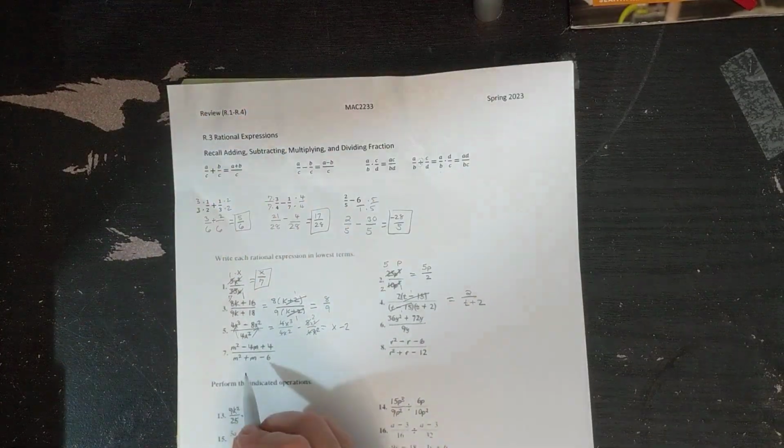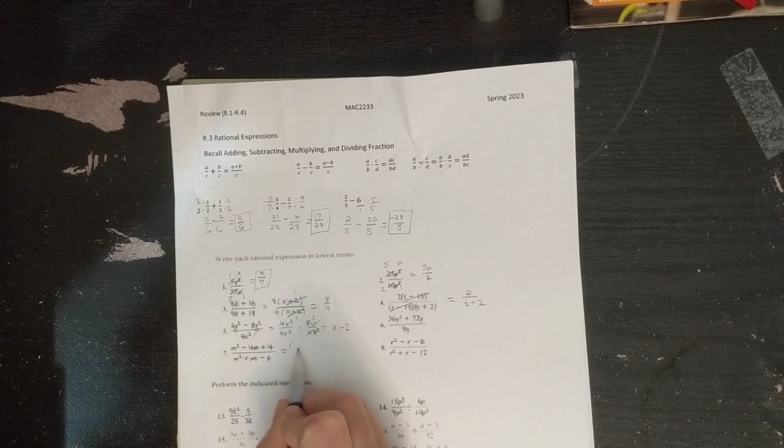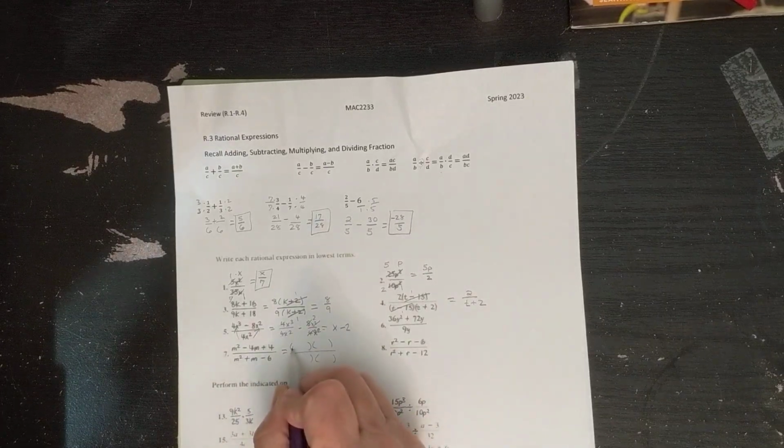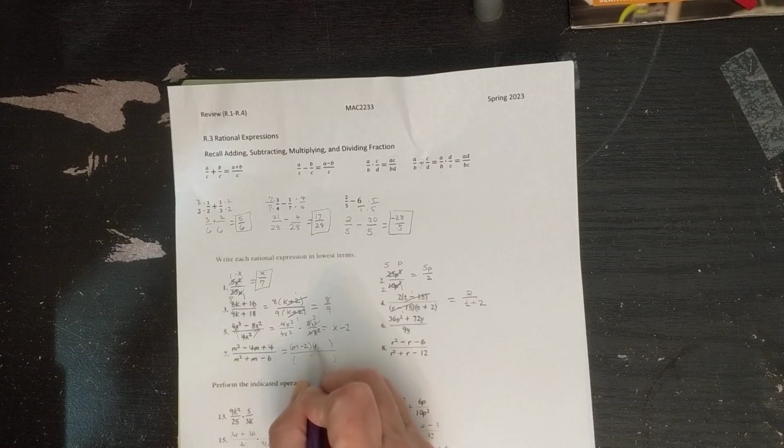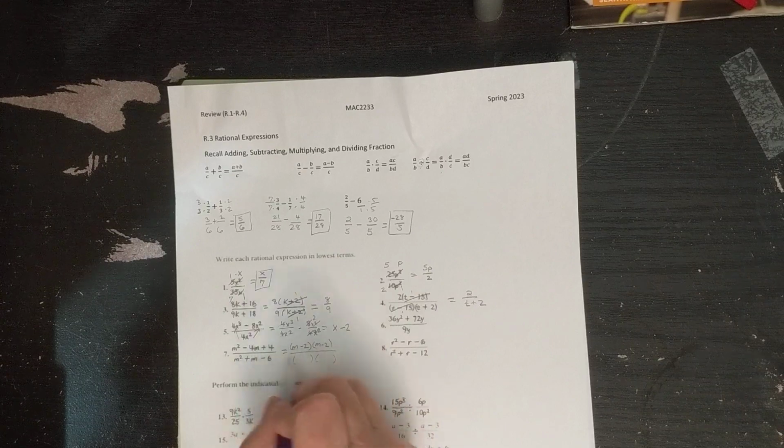To simplify number 7, what I'm going to have to do is factor the numerator. I'm going to factor this faster, just kind of quickly. I use the AC method, but this one I think I can see. This is m minus 2, m minus 2. I'm going to check that. M times m is m squared. Minus 2m minus 2m is minus 4m. Negative 2 times negative 2 is 4.